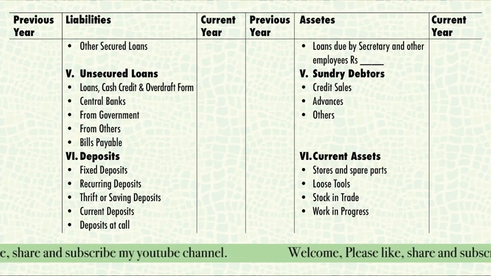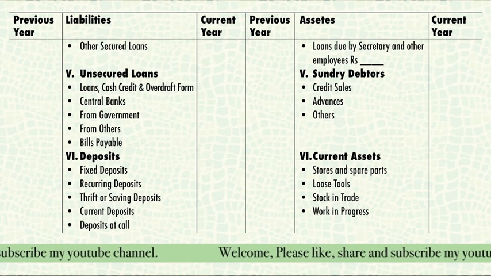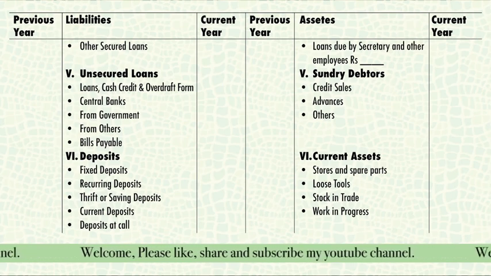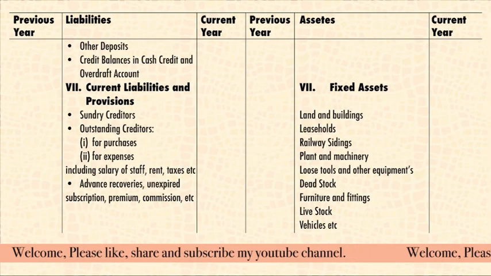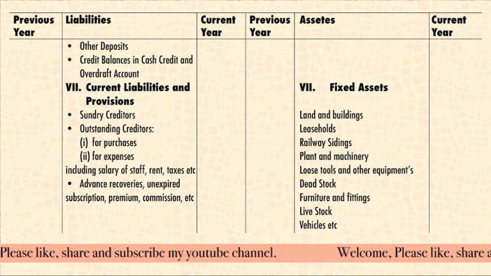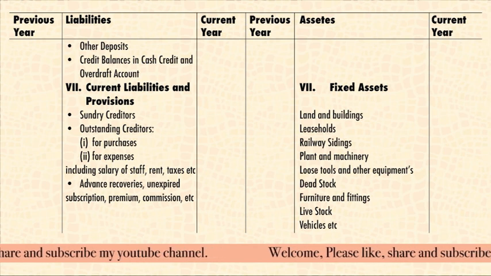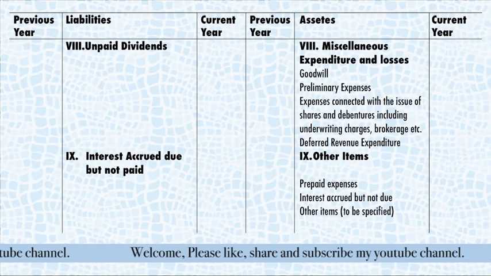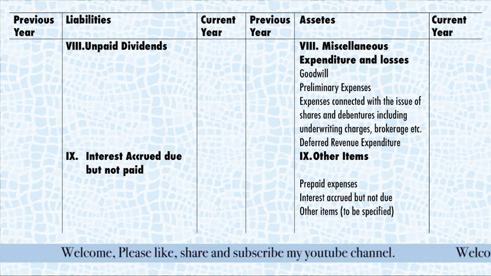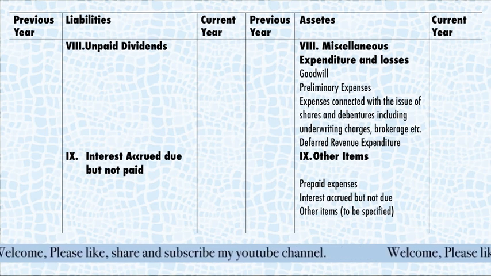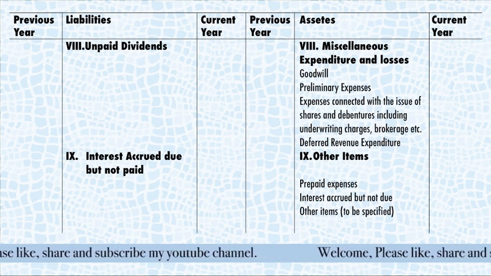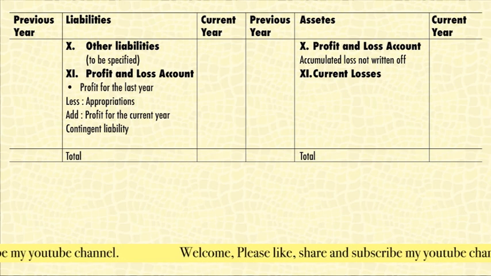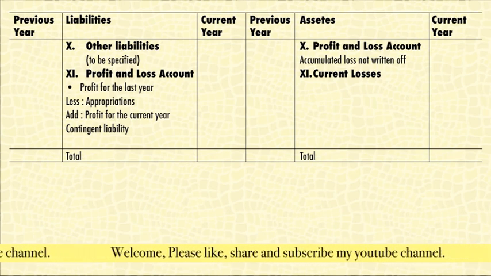The fifth is sundry debtors. It can be credit on credit sales, on advances and others. Sixth is current assets, like stores and spare parts, loose tools, stock in trade, which means the closing stock, and work in progress. Seventh is fixed assets, all kinds of fixed assets like land and building, leaseholds, railway sidings, plant and machinery, furniture, fixtures, loose tools, fittings, livestock, vehicles. Eighth is miscellaneous expenditure and losses, like goodwill, preliminary expenses, expenses connected with the issue of shares and debentures, underwriting charges, brokerage, deferred revenue expenditure. And the ninth is other items, prepaid expenses, interest accrued but not due, other items. 10th is profit and loss, accumulated loss, written off, not written off, and the last is current losses.